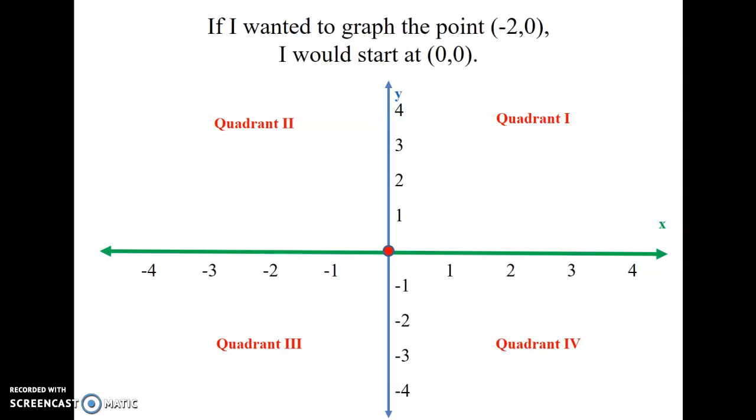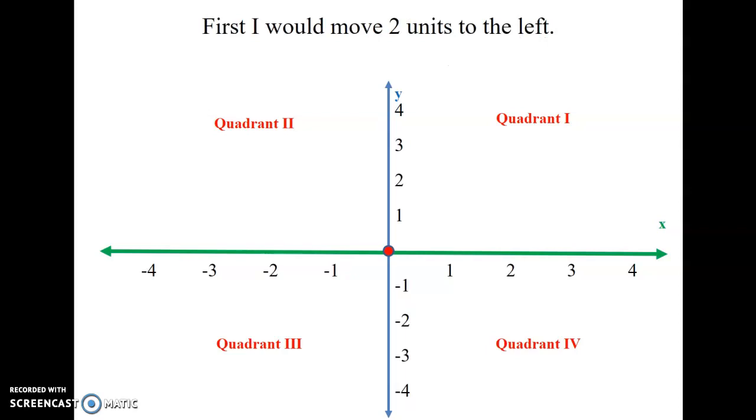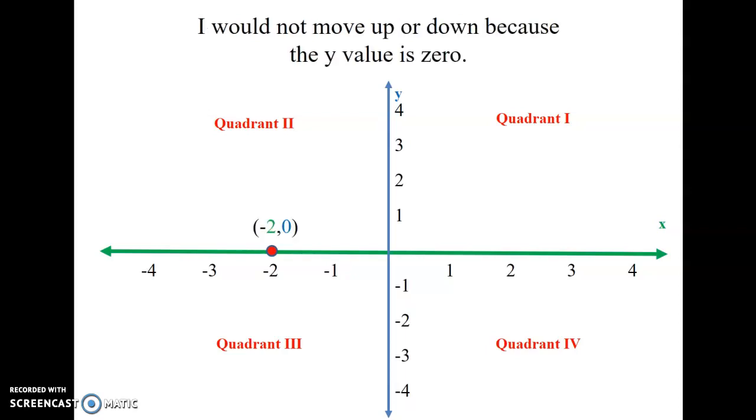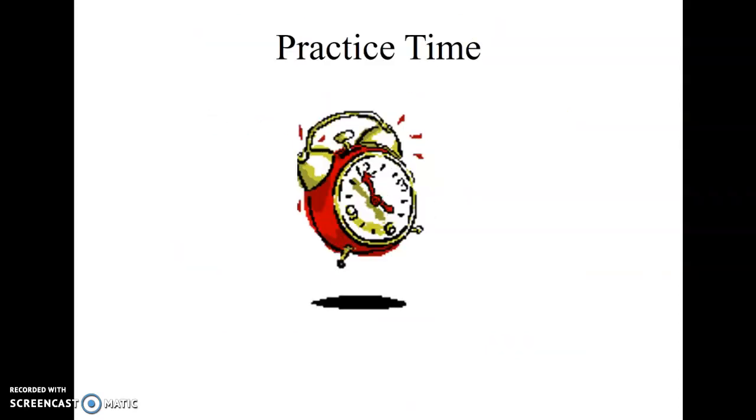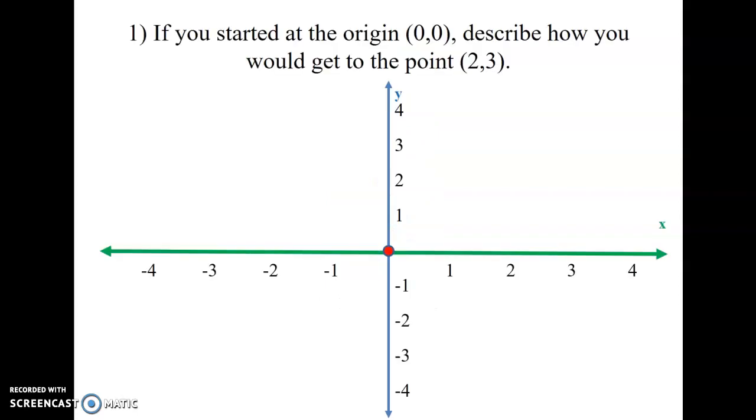If I wanted to graph the point -2, 0, I would start at 0, 0 again, move 2 units to the left, and not go up or down at all. I would just stay there. So I'm going to label my point. So now it's your turn to practice. If you started at the origin 0, 0, take a second, pause the video, describe how you would get to the point 2, 3.